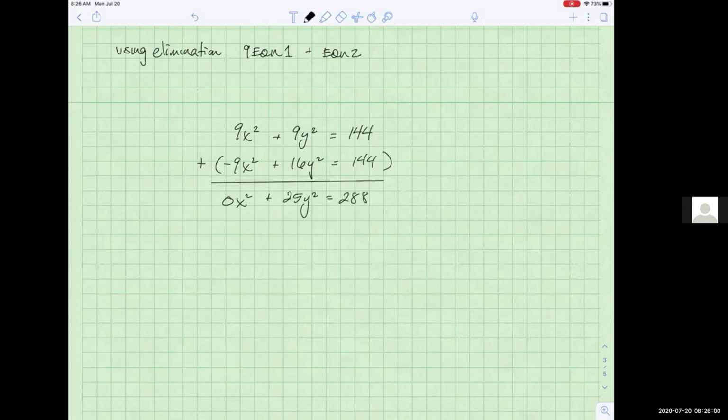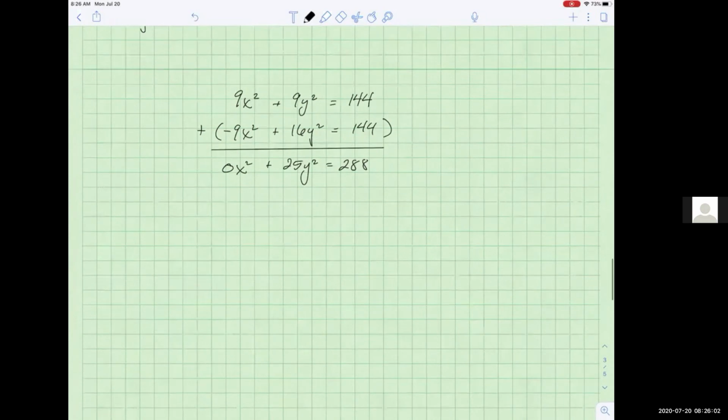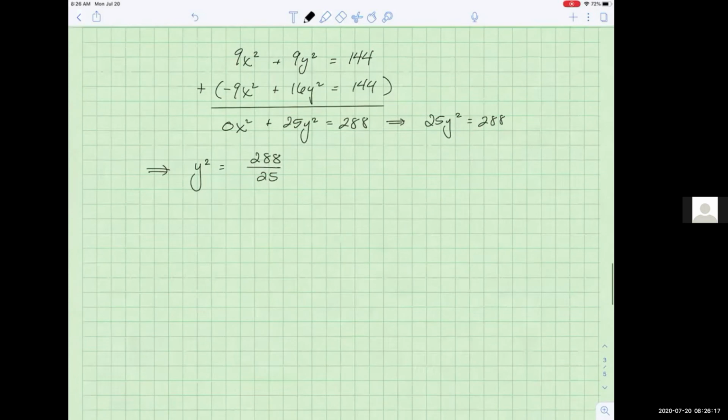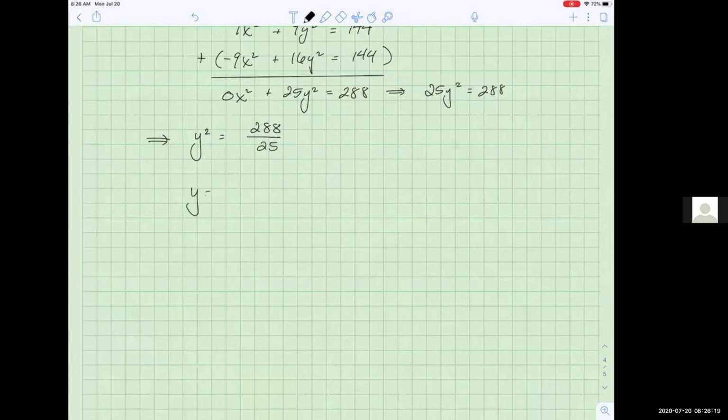Now that doesn't look particularly fun to solve, but we're going to do it anyway. This is our reduced equation: 25y squared is equal to 288. This means that y squared is equal to 288 over 25, which means that y is plus or minus the square root of 288 over 25.